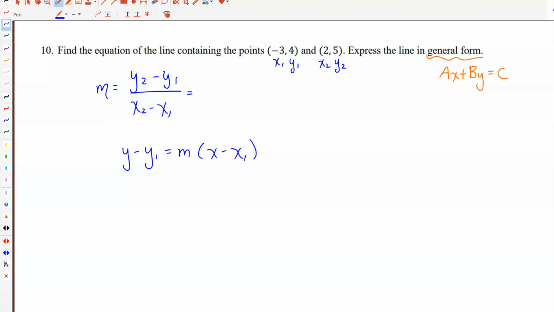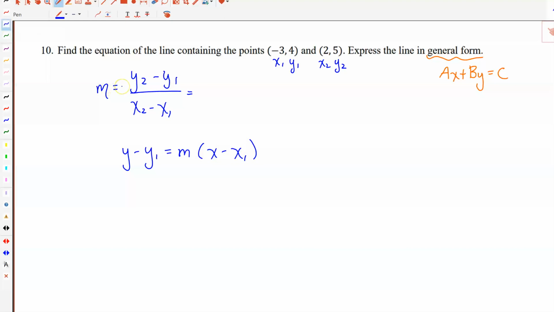Our next few examples are going to start looking at the equations of lines. So in this example, we're going to be given the 2 points, -3, 4 and 2, 5, and we're asked to find the equation of a line containing those points, and we're going to express it in general form, which is the same as ax plus by is equal to c.